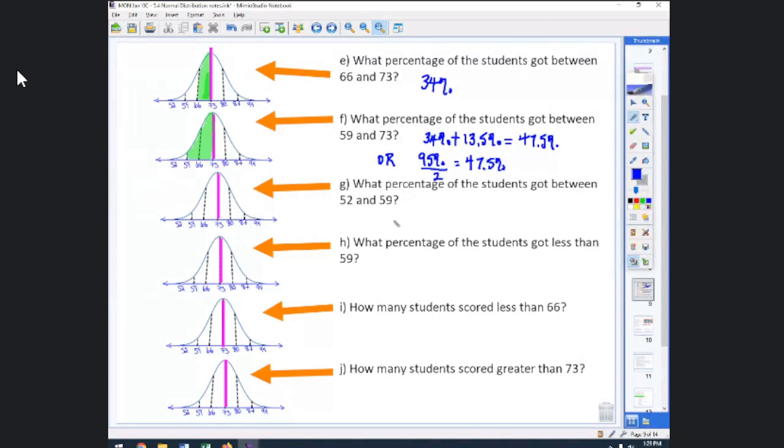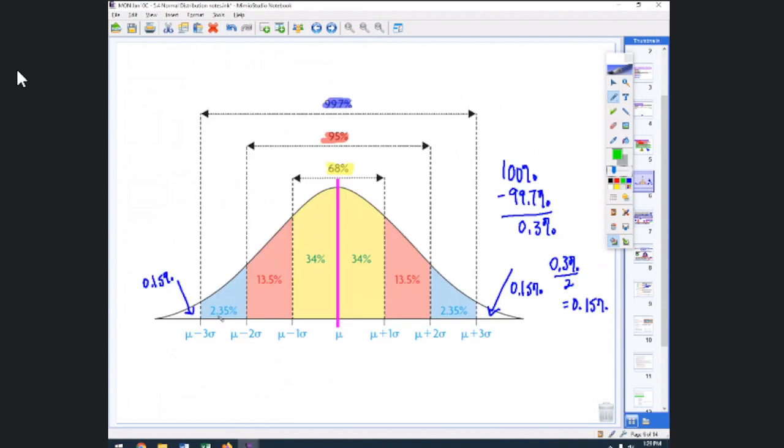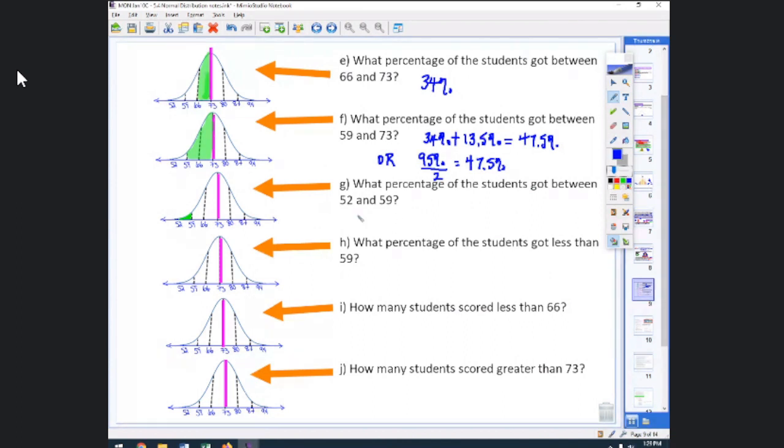So what percentage are between 52 and 59? That would be right here. So if I go back to my curve right here, isn't that 2.35%? So 2.35% works just fine. It's a small little area, so the percentage should be really little. 2.35 would be in here.